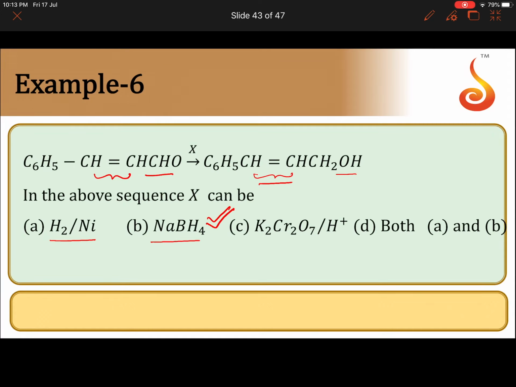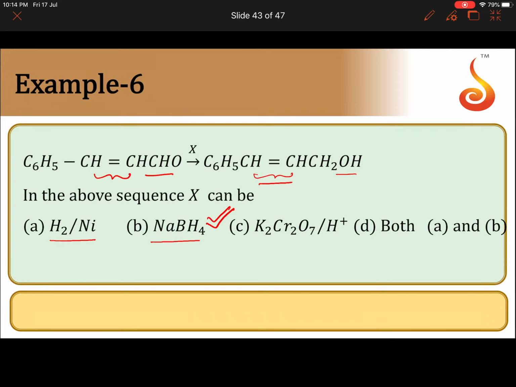Sodium borohydride. This should be our answer, because sodium borohydride reduces C=O but not C=C. It means the aldehyde will get reduced to give a primary alcohol, but the carbon-carbon double bond will not get affected by sodium borohydride. So your answer should be sodium borohydride.